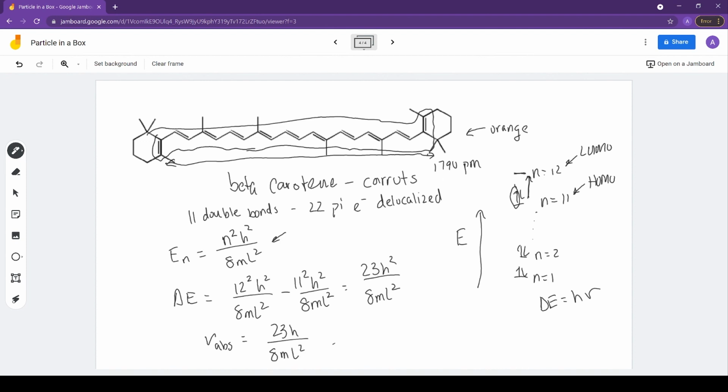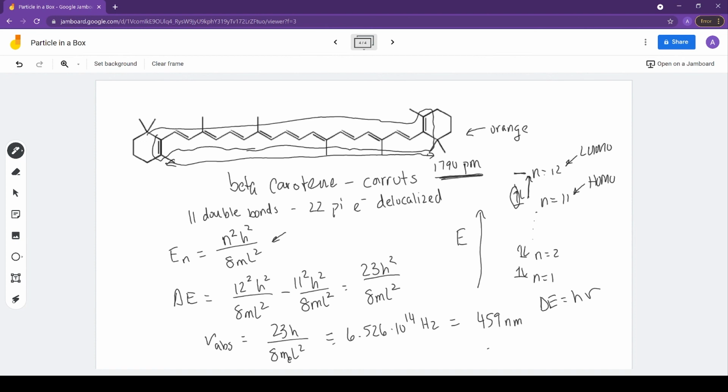If we plug in our length as 1790 picometers, the mass of the electron, and Planck's constant, we get that this frequency is 6.526 times 10 to the 14 hertz. If you convert this to wavelength using the fact that the speed of light is the wavelength times the frequency, we get that the wavelength is 459 nanometers.